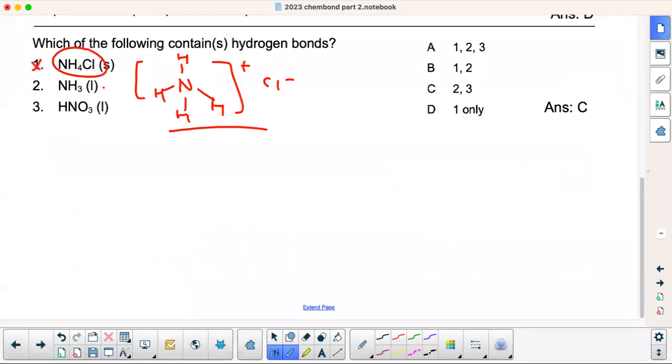This one here, I think we know. This one you can try to draw it out so you can see there's hydrogen bond. HNO3 looks like this. You can draw it out. If you didn't know how to draw it out, better draw it out. So this is HNO3.